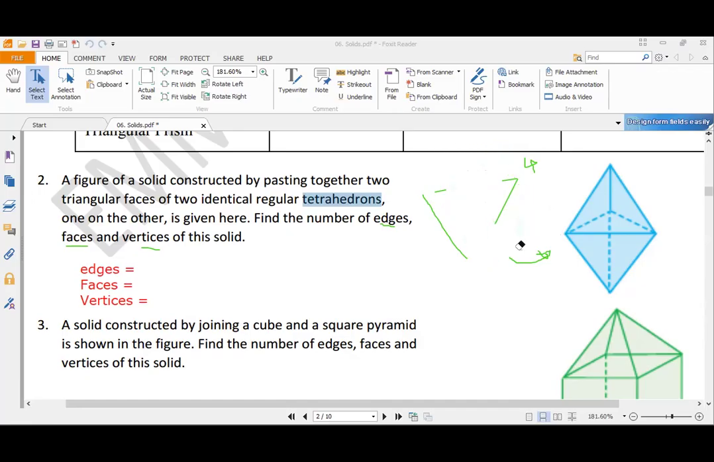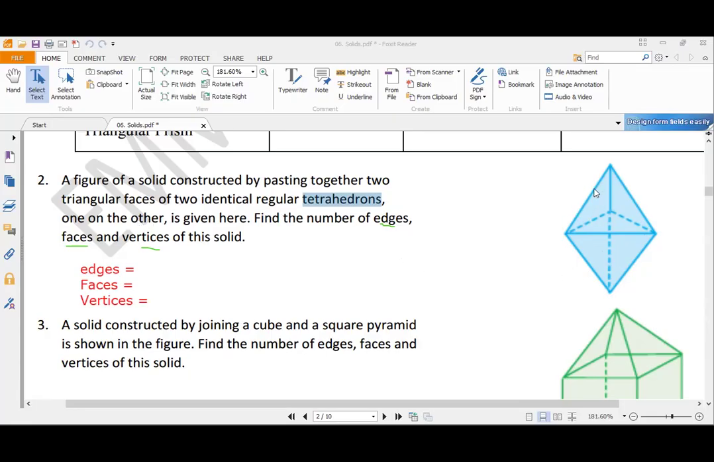A regular tetrahedron has 4 faces, 4 vertices, 6 edges. So they are asking how many total edges, how many total faces, how many total vertices are there in this figure, because two regular tetrahedrons have been pasted on one another.